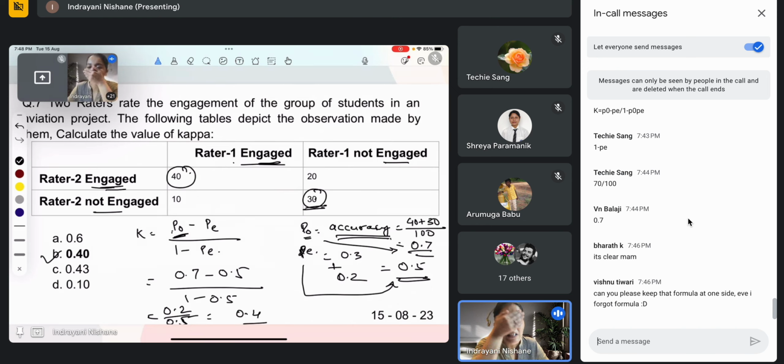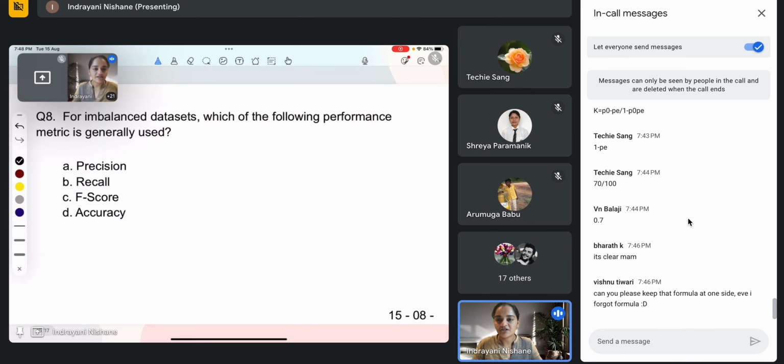Okay, so this is how we will be doing. I think PE is the expected agreement, which is easy to calculate. Just remember this: P0 is always the accuracy, where both of them are agreeing, the observed agreement. Okay. Move on to the next question.